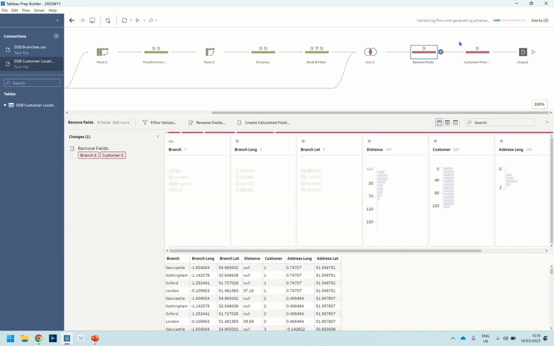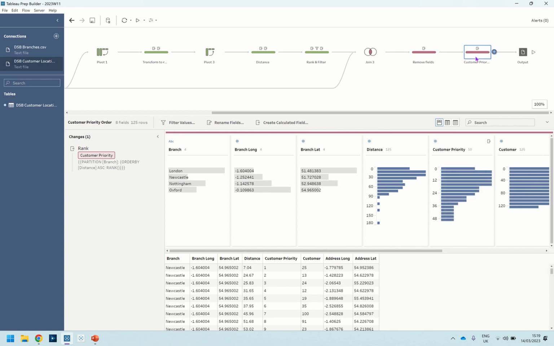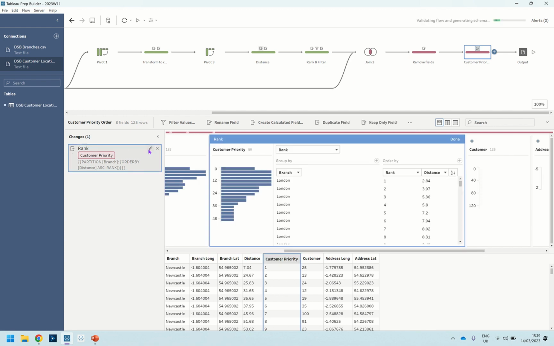So we remove a couple of unnecessary fields at this stage, and then finally we're just prioritizing our customers based on, for each branch we want to know which customer is the closest. So another rank calculation that we do here based on the distance in ascending order, and then we've got for each of our branches rank our customers.